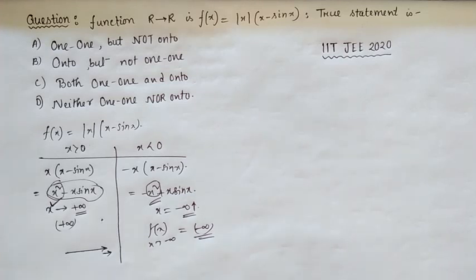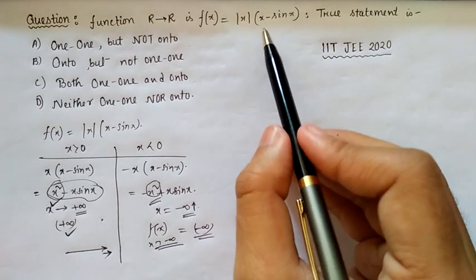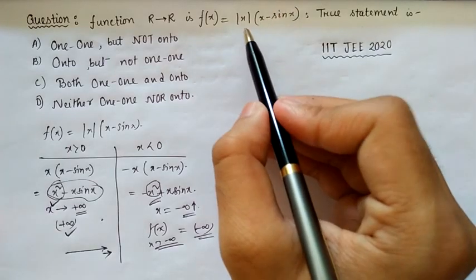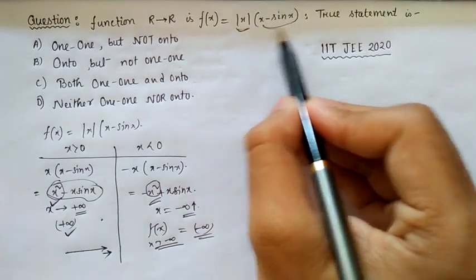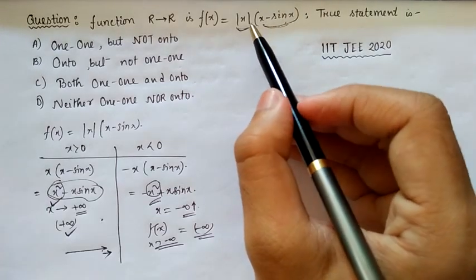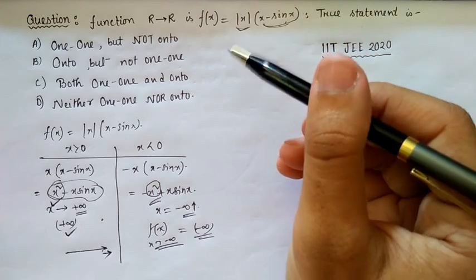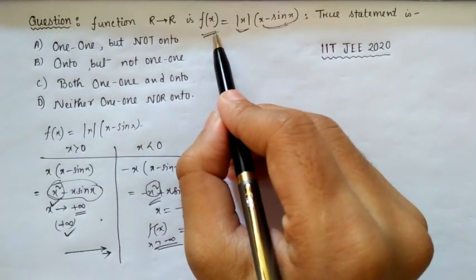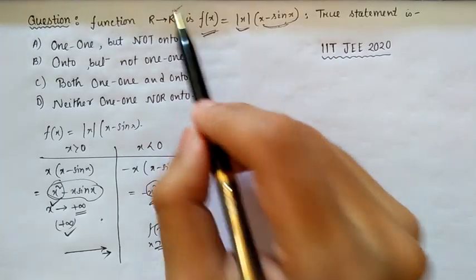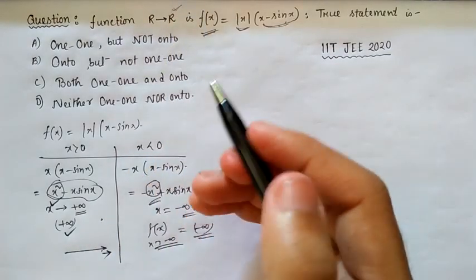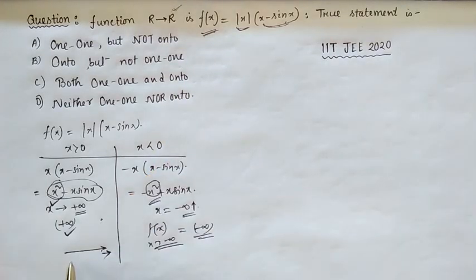So we can say the function takes plus infinity value while x is tending towards plus infinity, and it takes minus infinity value while x is tending towards minus infinity. Or we can say that since mod x is continuous and x minus sin x is also continuous, the product of continuous functions will be a continuous function. So this function takes all the values from its codomain. Since the range is equal to the codomain, we can finalize that this function is onto.